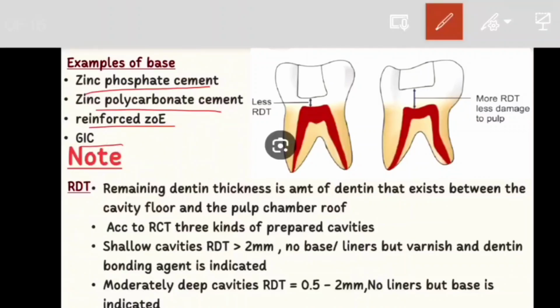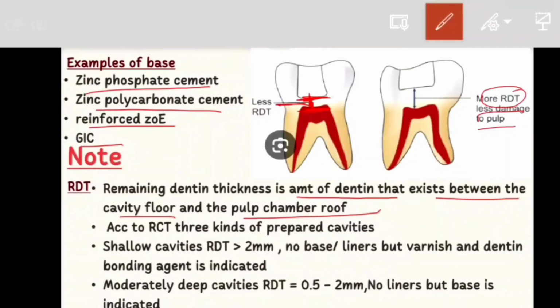Now, remaining dentin thickness. So, this is the remaining dentin thickness, between the pulp and the cavity. More remaining dentin means less damage to the pulp. Remaining dentin thickness is the amount of dentin that exists between the cavity floor and the pulp chamber roof. So, this is the cavity floor and this is the pulp chamber roof. So, this is the remaining dentin thickness.